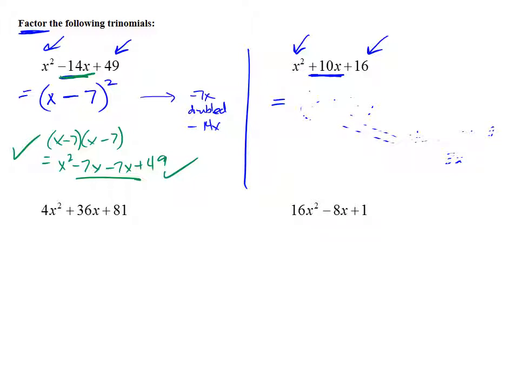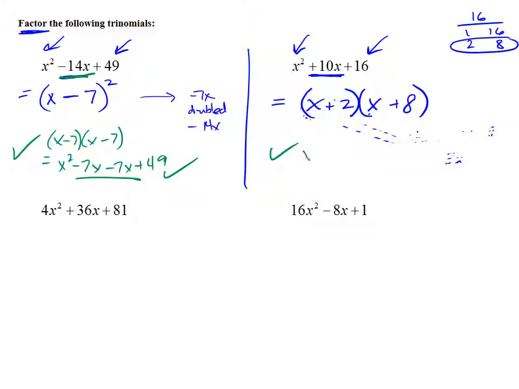So this is a trinomial, so I'm going to start with my parentheses for my binomials, x times x. I can look at factors of 16 that would add up to 10, so I'll start with 1 and 16, 2 and 8. Oh, before I go any further, 2 plus 8 is 10, so I have plus 2 plus 8. And then a quick check on that by foiling, x squared plus 8x plus 2x plus 16. Adding those middle terms up, I get 10x, which is what I wanted.